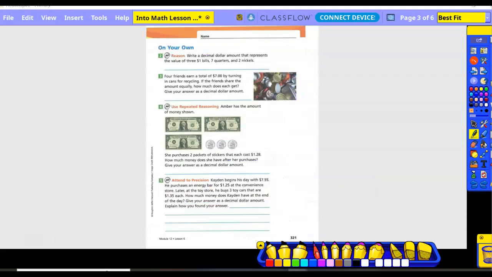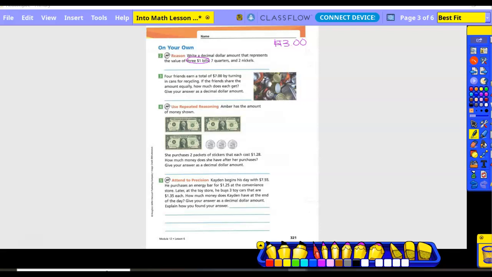On your own, number 2, write a decimal dollar amount that represents the value of 3 $1 bills, 7 quarters, and 2 nickels. Okay, so let's break it apart. Guys, the 3 $1 bills would be how much? What do you guys think? How much is that? $3, right? So we have $3 for this right here.